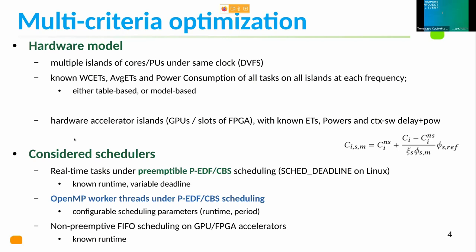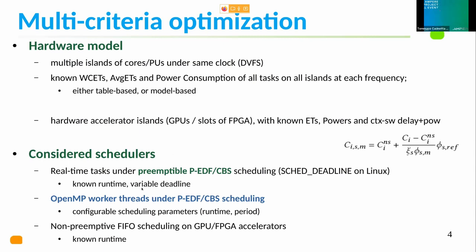In our optimization framework, we consider a heterogeneous number of schedulers. We can have real-time tasks that are deployed on the CPUs under preemptible partitioned EDF scheduling, enriched with a constant bandwidth server to enforce temporal isolation across different tasks, which is done in our experimental setup using SCHED_DEADLINE on Linux. For this to be applied, we need to know the runtime and period of our processing elements. As we know, this comes from profiling, worst-case execution time estimation, etc.